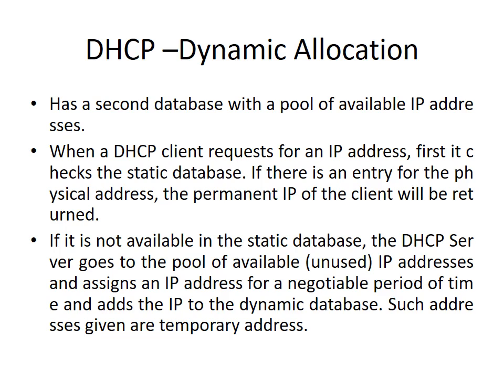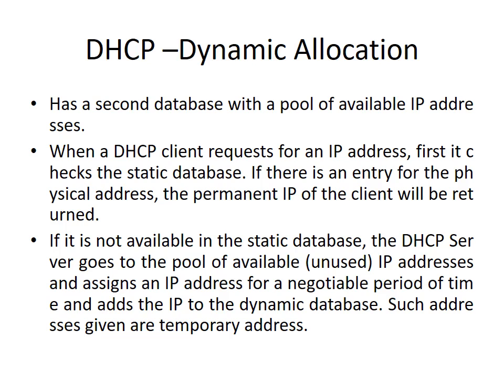But in the case of dynamic allocation, while checking the static table, if it is not available in the database, then the DHCP server goes to the available IP addresses. That means it checks the second database and assigns an IP address for a negotiable period of time. That means the IP address is allocated to the DHCP client for a fixed amount of time and added to the dynamic database. Such an address is given as a temporary address. That is the mechanism adopted in the case of dynamic allocation.